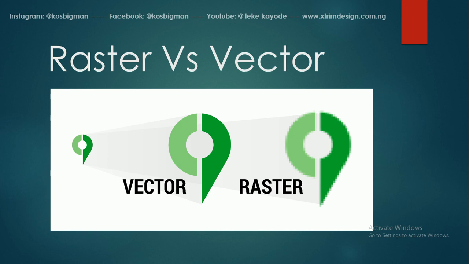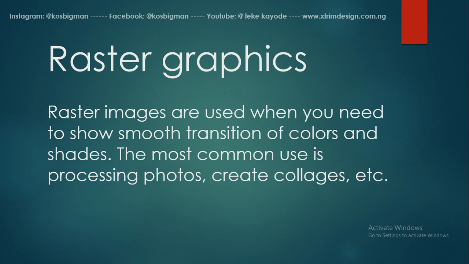A raster, when it's enlarged, you can see how faint it looks. Then a vector, you can see that it's sharp. So let's go into the details. Now, raster images are used when you need to show smooth transitions of colors and shades. The most common use is processing photos and creating collages.